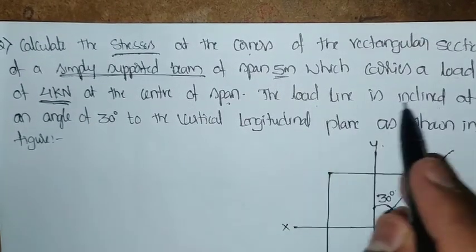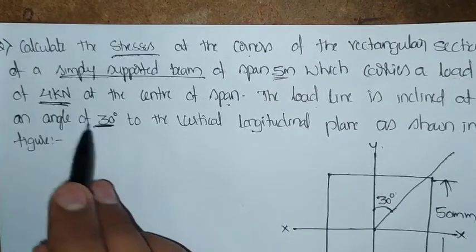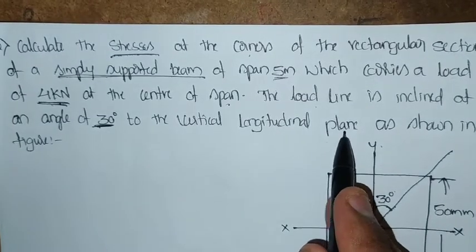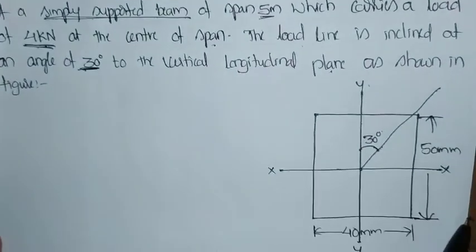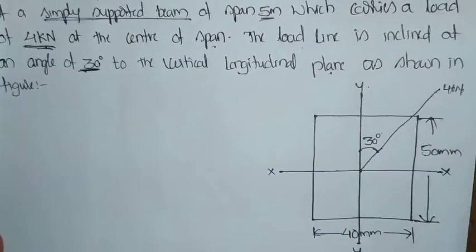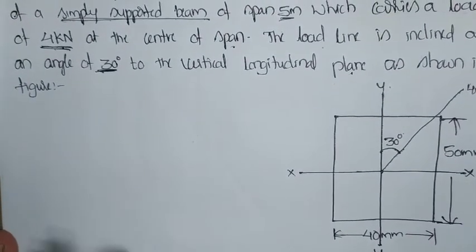Similarly, the load line is inclined at an angle of 30 degrees. So at the center of span it is acting, but it is inclined at 30 degrees to the vertical longitudinal plane as shown in the figure. So like this the load is going to incline. It is of 4 kilonewton as given. Now we have to find out the stresses.